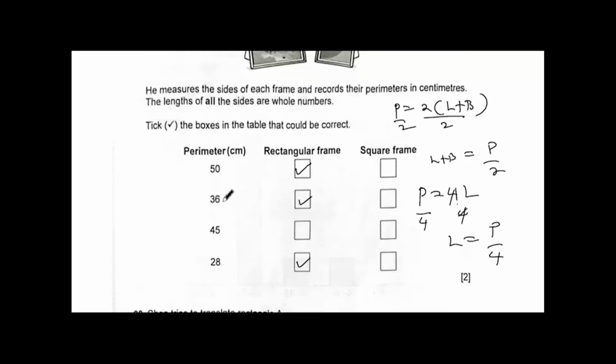Then we leave that. If you divide 36 by 4, you get 9. So that means the length is a whole number here. If you divide 45 by 4, you also get a decimal number, so the length cannot be that. And if you divide 28 by 4, you get 7, which is a whole number. That means the length can also be this.